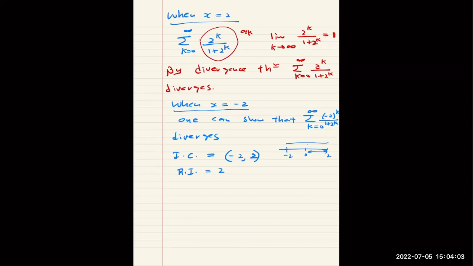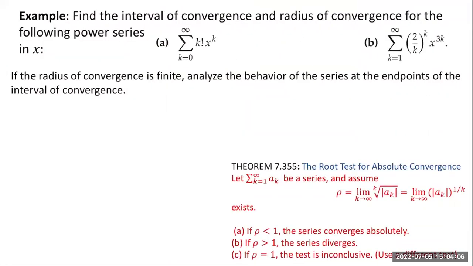Okay. All right, let's move on. Let's work on some more examples. The next example I want to go over is this example. Find the interval of convergence and the radius of convergence for the following series in x. If the radius of convergence is finite, analyze the behavior of the series at the endpoints of the interval of convergence. They're asking us to do something similar to what we did in the previous example. All right, let's start with this example. Let's work on the first part, part A.